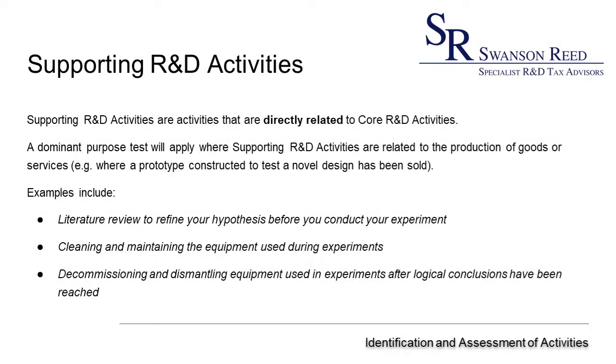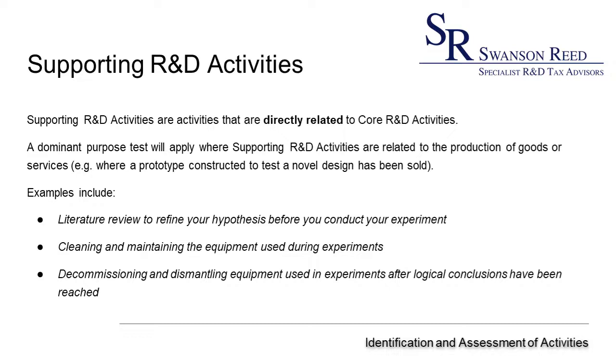The points we have discussed so far are in respect of the criteria for core R&D activities. It's important to note that activities that are not experimental themselves, but are required for the experiment to occur, can still be potentially registered. Supporting R&D activities are activities that are directly related to core R&D activities. A dominant purpose test will, however, apply where supporting activities are related to the production of goods or services, such as where a prototype constructed to test a novel design has been sold.